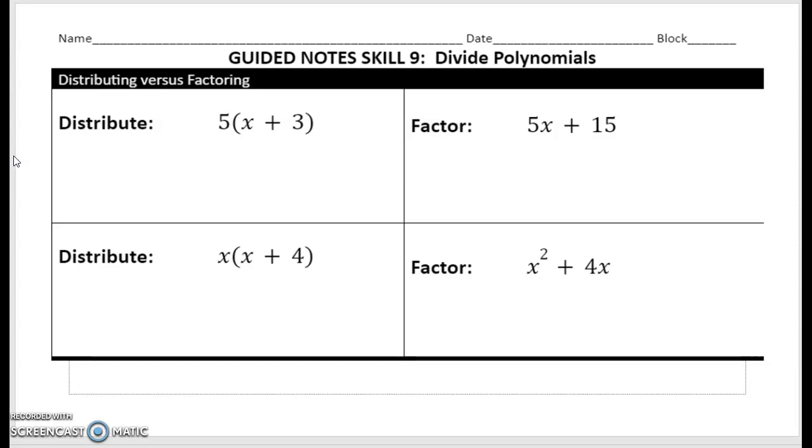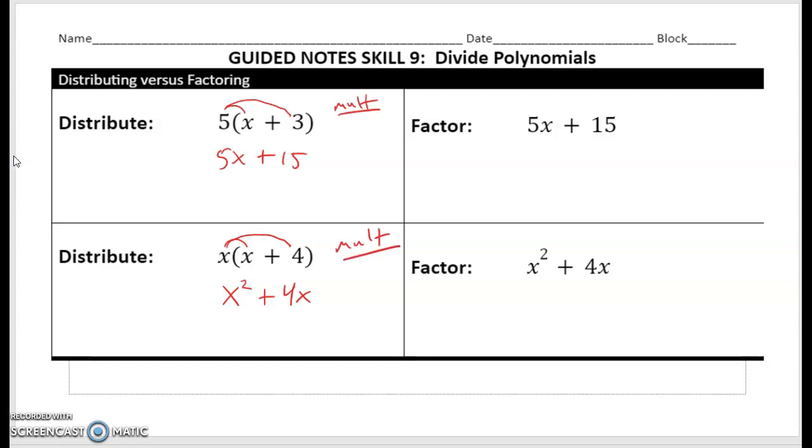Then we will divide. So to recall distribution, the 5 gets multiplied. That's the key here. We are multiplying with distribution. 5 times x, 5x, plus 5 times 3, 15. And that's our final answer. Similarly, when we distribute the letter x, multiply it out. X times x is x to the second power, plus x times 4 is 4x. We are multiplying here as well.